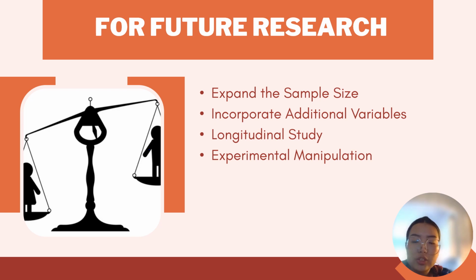So for future research, I would like to expand the sample. Future studies could benefit from a larger, more diverse sample size to enhance the generalizability of the findings. And I would like to incorporate additional variables like emotional intelligence, maybe mental health, and economic status. I believe that culture, as well as variables like procrastination or perfectionism, could also be an interesting variable to delve deeper into.